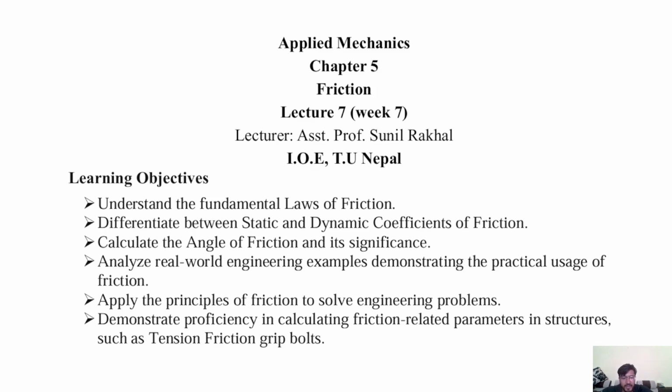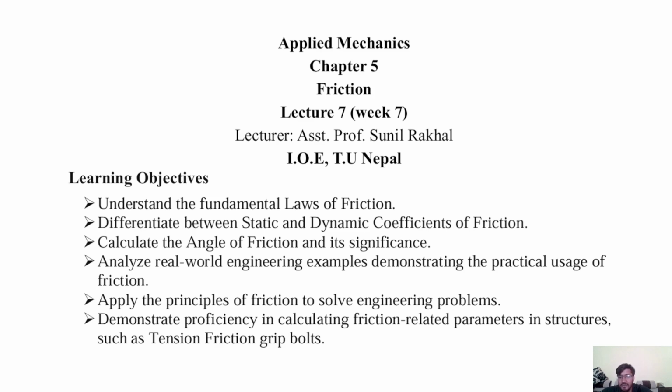Learners should comprehend how these laws describe the relationship between the force of friction and the normal force acting on an object, and differentiate between static and dynamic coefficient of friction. So static coefficient of friction refers to the friction force between two surfaces when they are stationary relative to each other, while dynamic coefficient of friction applies when the surfaces are in motion.